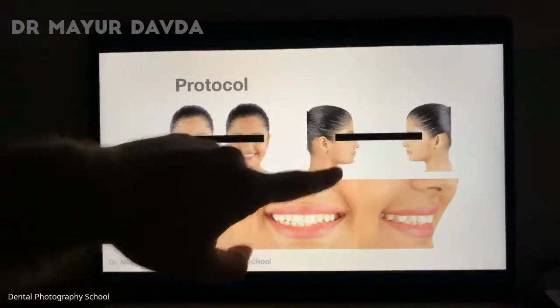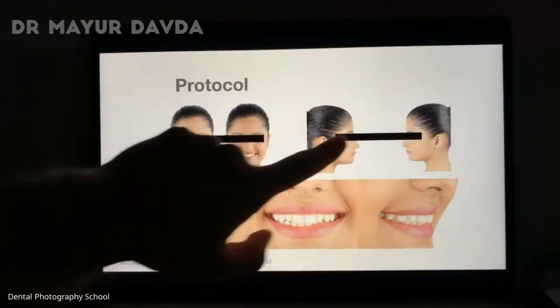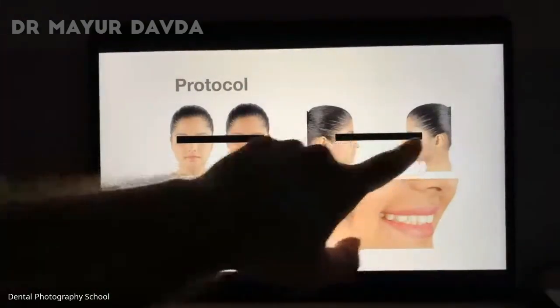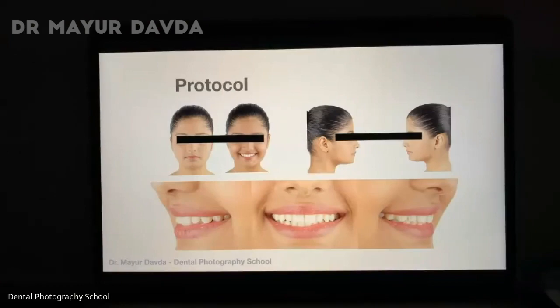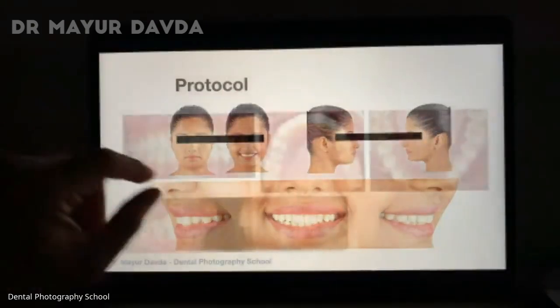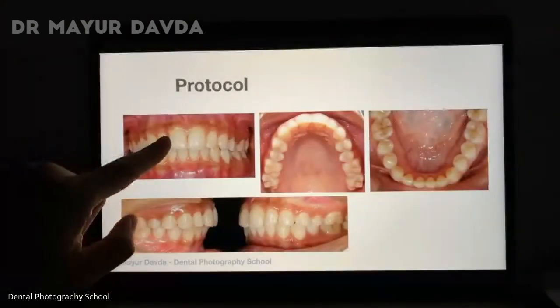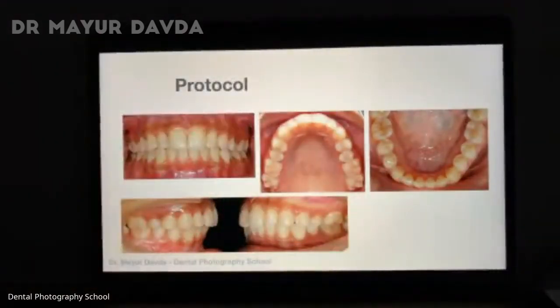This is just non-smiling. So you have to have smiling as well. So it'll actually be 1, 2, 3, 4, and then smiling pictures. So 5, 6, 7, 8, 9, 9 extraoral pictures, and 1, 2, 3, 4, 5 intraoral pictures. This is a basic requirement without which your case might not be published.